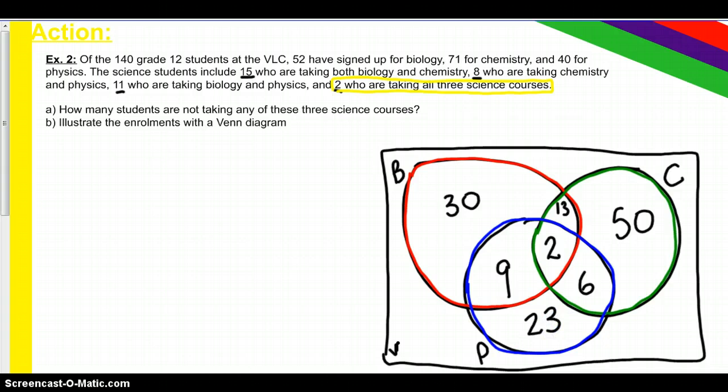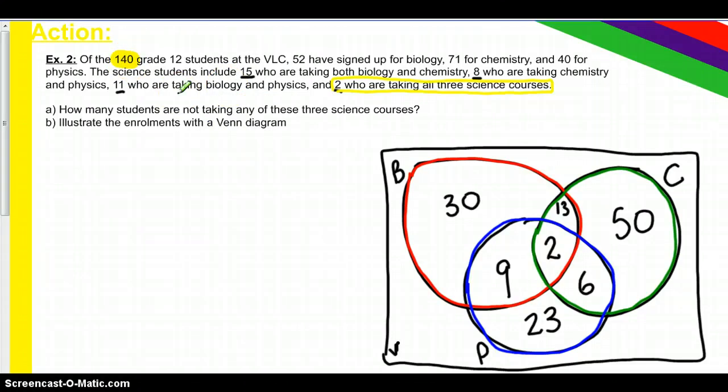So by completing the Venn diagram, we're actually almost done. There's one more thing which we didn't have in the last example that we do have here. The one more thing we haven't included is really this first number, which said that there were 140 students taking these grade 12 science courses.